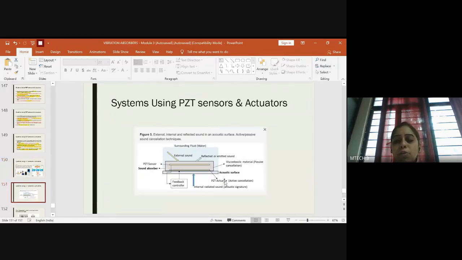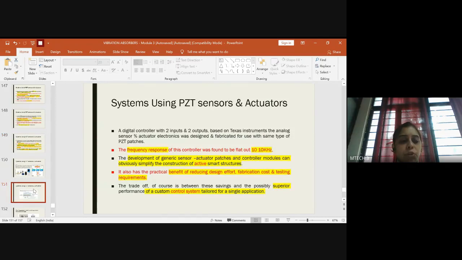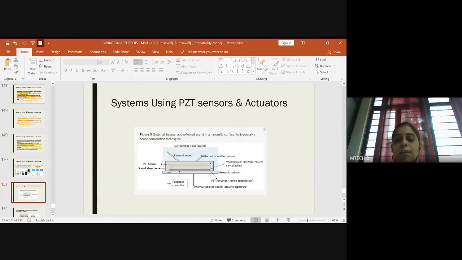So it is an acoustic surface application, wherein you have a PZT sensor. Only one practice is needed. I've just shown you another example with the help of a diagram. For acoustic application also, below the water, you can have a sensor, a controller, and an actuator. This will help you in developing the required external, internal, and reflected sounds in the acoustic surface, and how you can control the variation of the sound even in acoustic media.